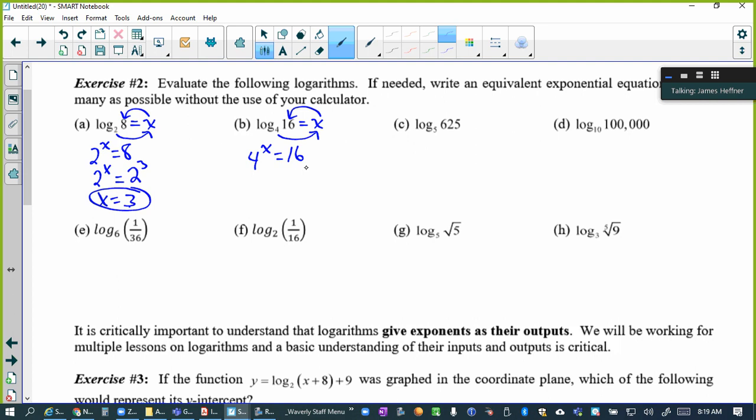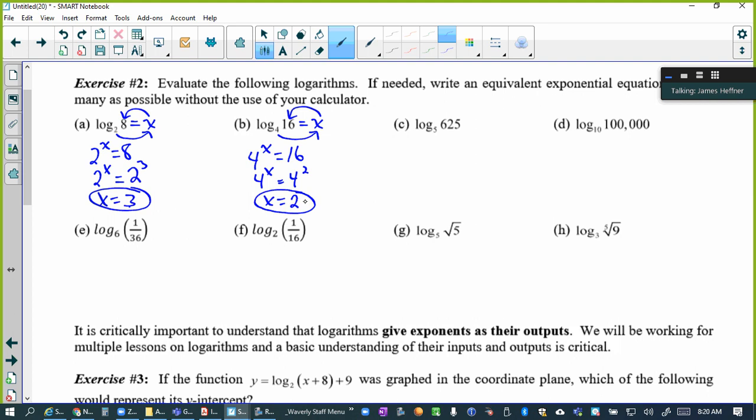So what does x equal? X equals 2. Right, we know 4 squared would be 16, right? We could write this with common bases though, couldn't we? To get to what you just said, so x equals 2. Okay? Let's look at the next one.